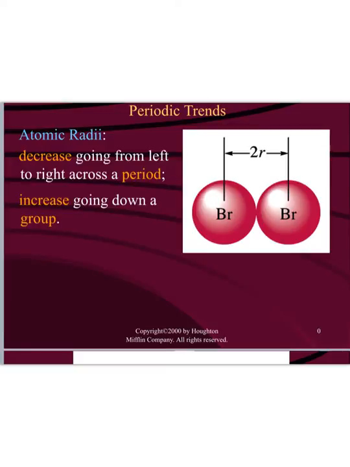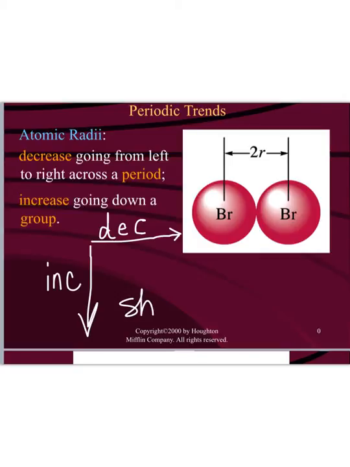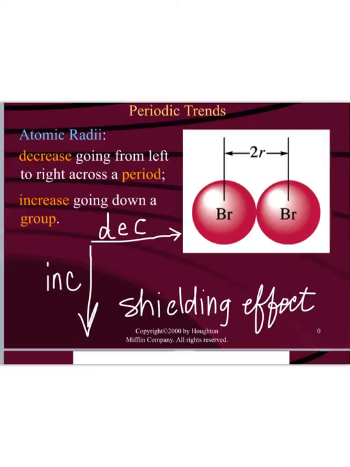So your trend for size, all right, so let's draw it out. Size gets bigger going down, increases going down, and therefore decreases going across. And you need to understand the reason why it gets bigger going down. Don't forget there's this concept called the shielding effect. As you go down a group, the shielding effect will increase.